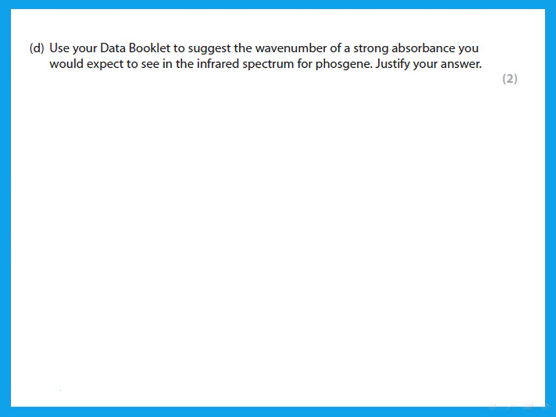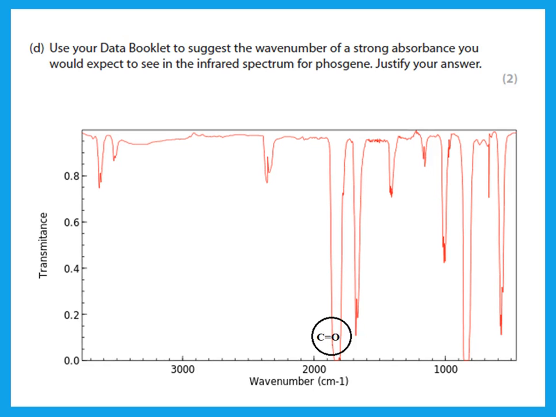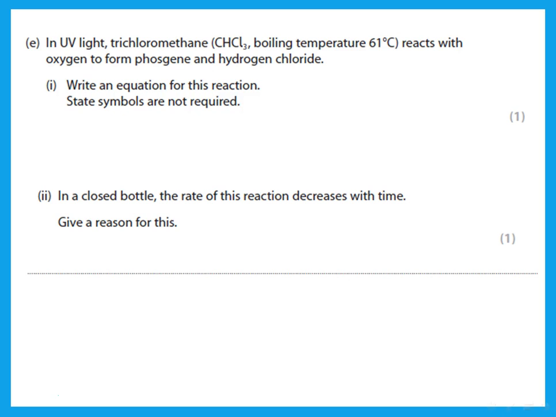Use your data booklet to suggest the wavenumber of a strong absorbance you would expect to see in the IR of phosgene. Remember that phosgene has a C double bond O, so you should have a strong band for C double bond O. And if you look at the data booklet, the band for the C double bond O should be in this range. So you get that number from the data booklet, 1630 to 1850.